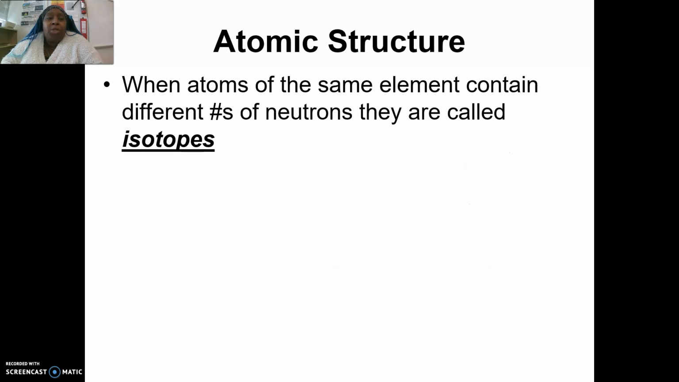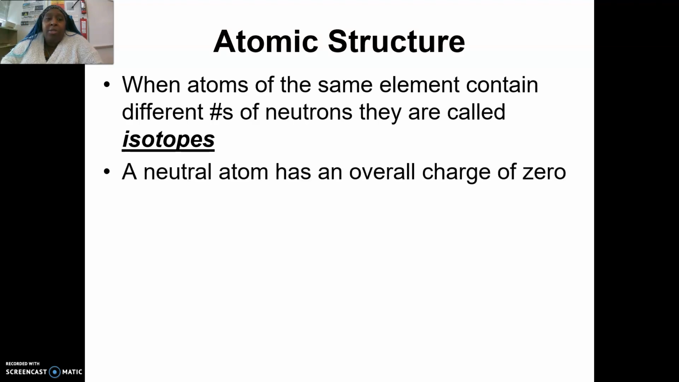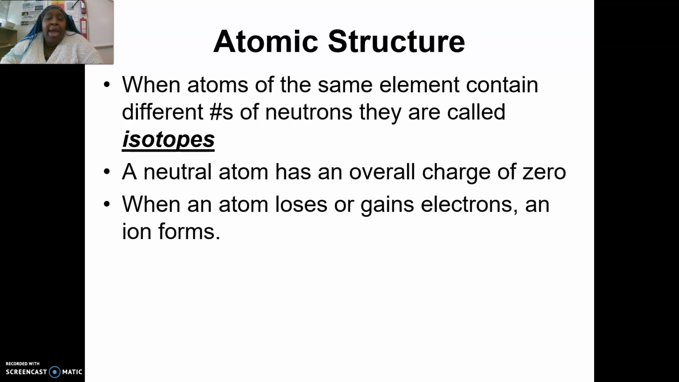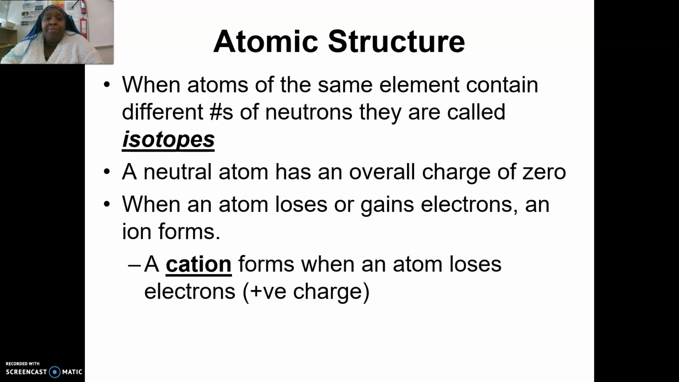Some terms that I want you guys to know. When atoms of the same element contain different numbers of neutrons, they are called isotopes. In general, a neutral atom has an overall charge of 0. And when an atom loses or gains an electron, that's when an ion gets formed.